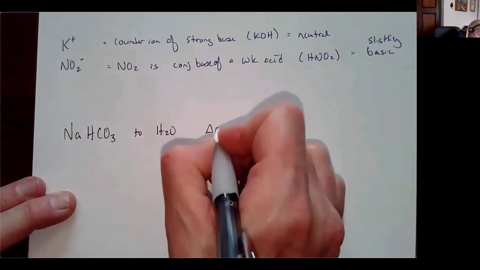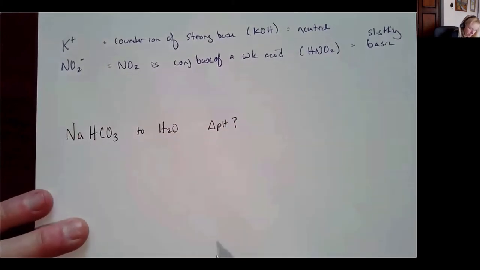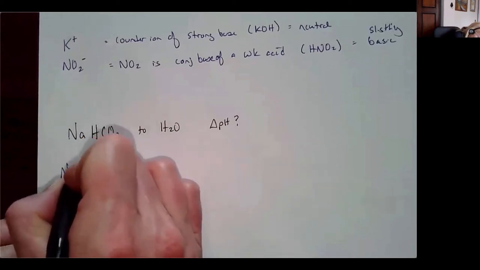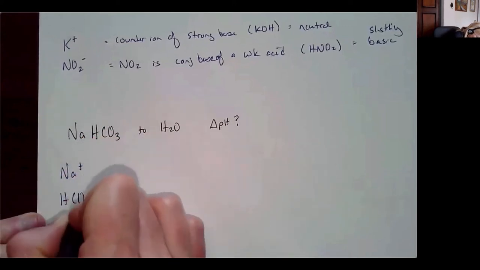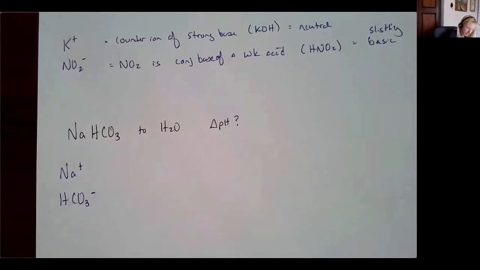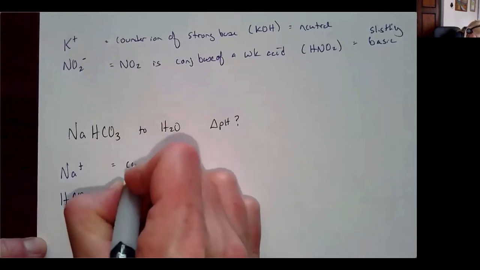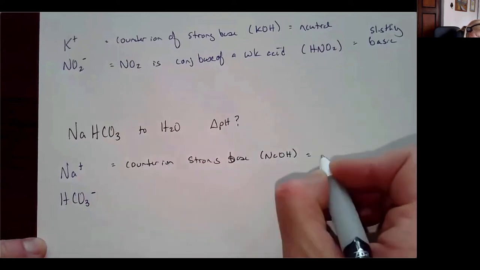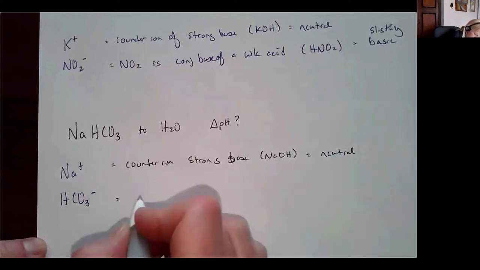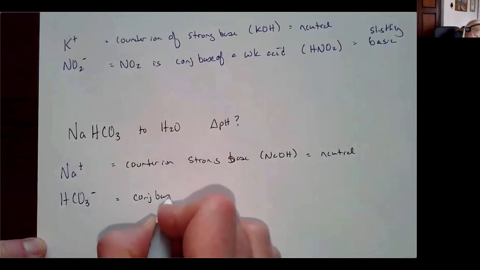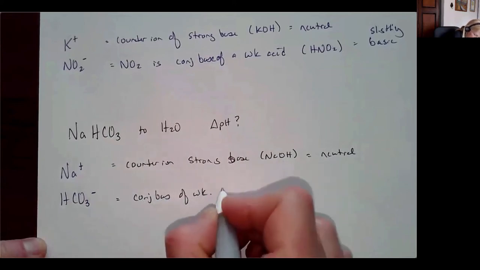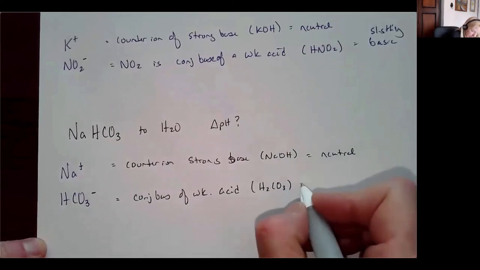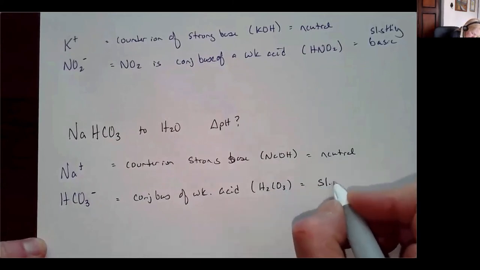Is that going to change the pH? And if so, how? So I'm going to break this into ions. This is going to give me sodium ions and HCO3 minus ions. I'm going to recognize sodium as the counter ion of a strong base, NaOH, so that's going to be neutral. This, however, is the conjugate base of a weak acid, and that weak acid is H2CO3, carbonic acid. So this is going to make it slightly basic.